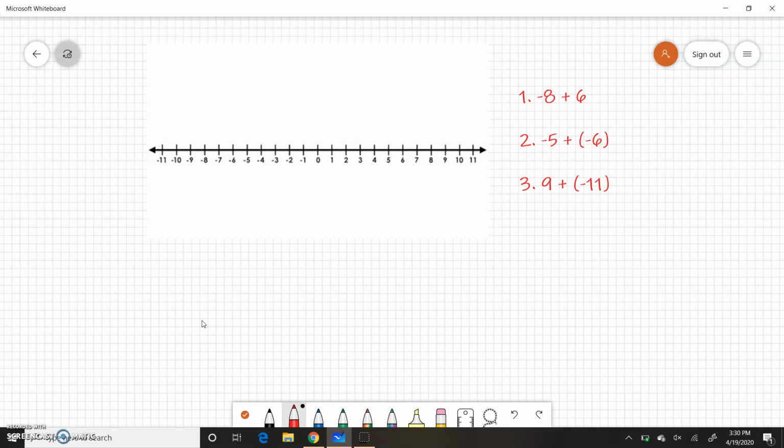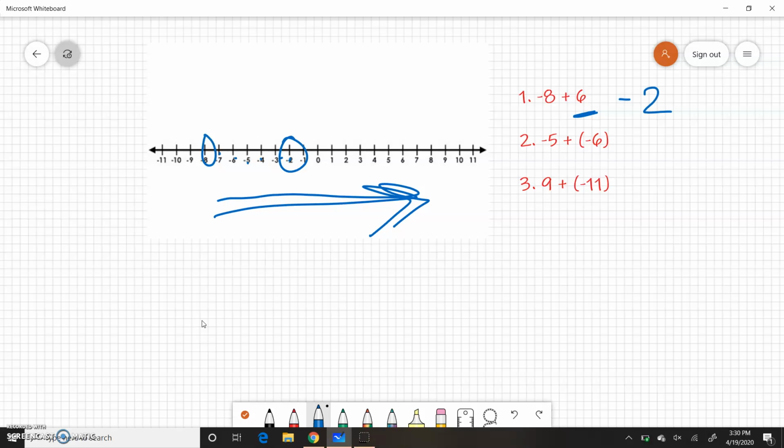So first, let's look at number 1, negative 8 plus 6. So what I'm going to do on my number line is you always start at 0. I'm going to go back negative 8. So that should get me to negative 8. So it's just like absolute value. You go to your number. So I'm at negative 8. But then it says plus 6. So you should know that positives go this way, and this is a positive 6. So I'm going to go to the right 6 spaces. So 1, 2, 3, 4, 5, 6. That gets me to negative 2.